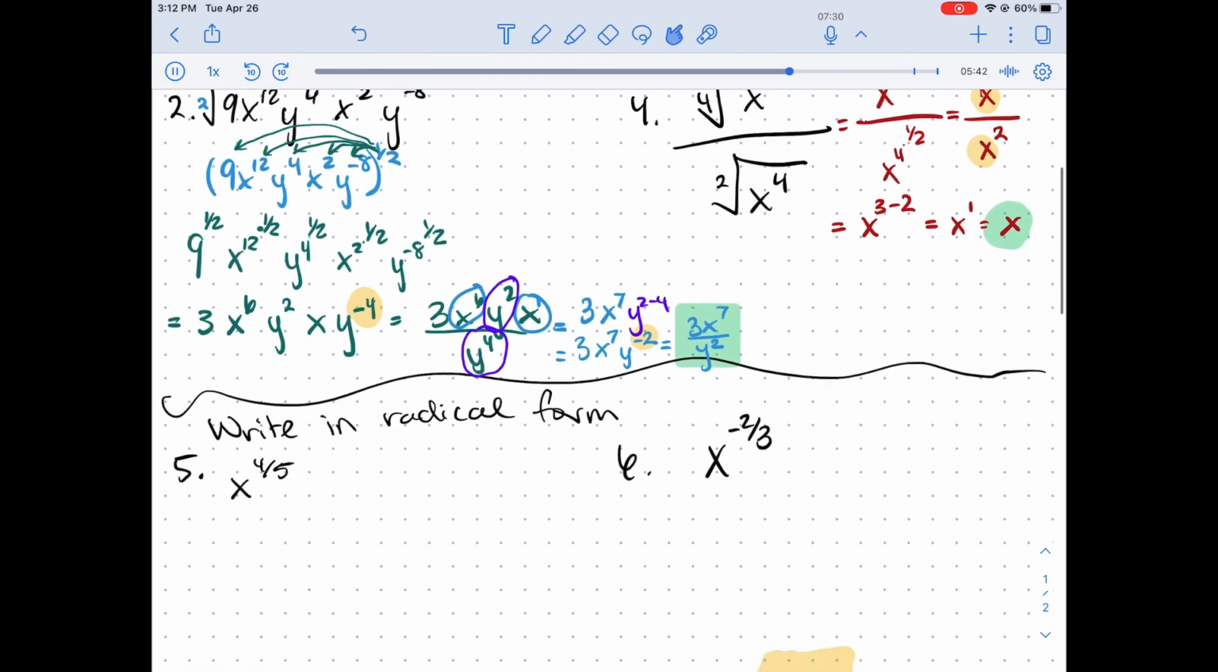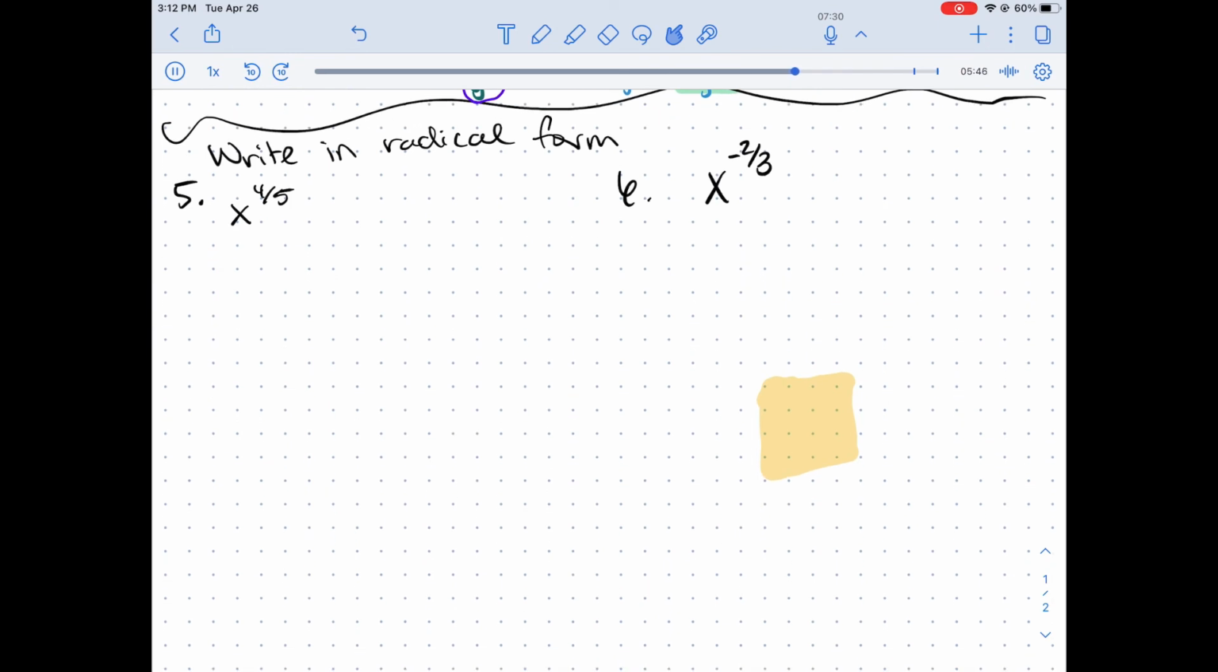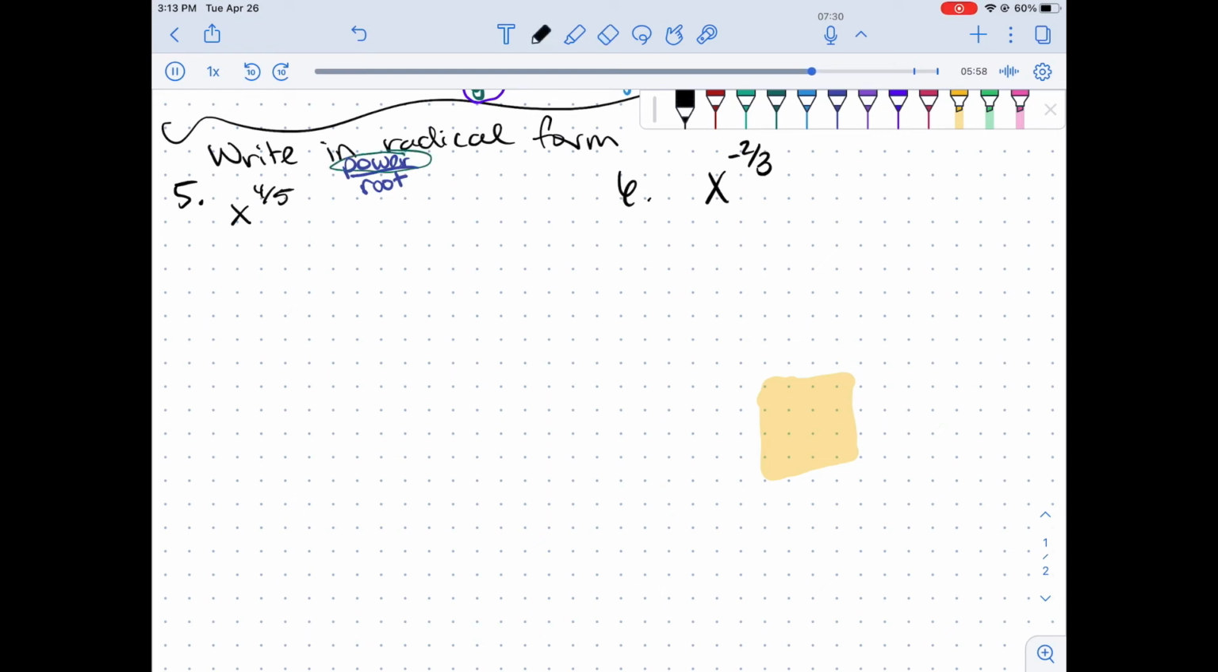All right, now if we want to go from exponential form to radical form, this is where we're going to use our power over root rule the most. So power over root, you remember it's always power over root. So here my power is the 4 and my root is the 5. So I now have the 5th root of x to the 4th.